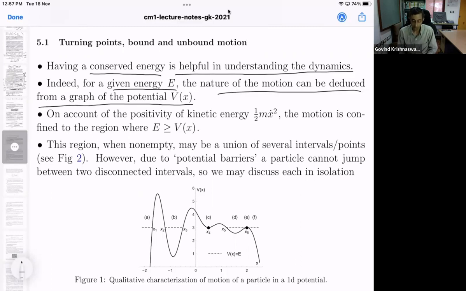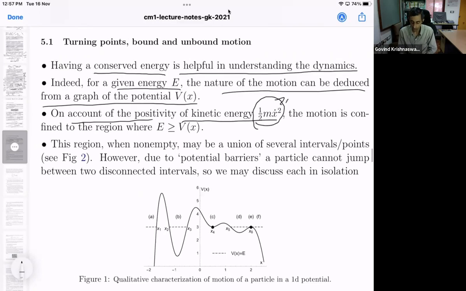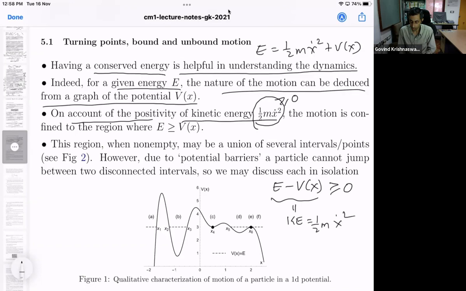Let us go through this in the remaining few minutes. On account of the positivity of kinetic energy, so kinetic energy is half m x dot squared, this is greater than or equal to 0. And since E is equal to half m x dot squared plus V of x, we then conclude that E minus V of x must be greater than or equal to 0, because this quantity is equal to the kinetic energy, which is half m x dot squared. So E minus V must be positive. This inequality must always be satisfied, E greater than or equal to V of x.